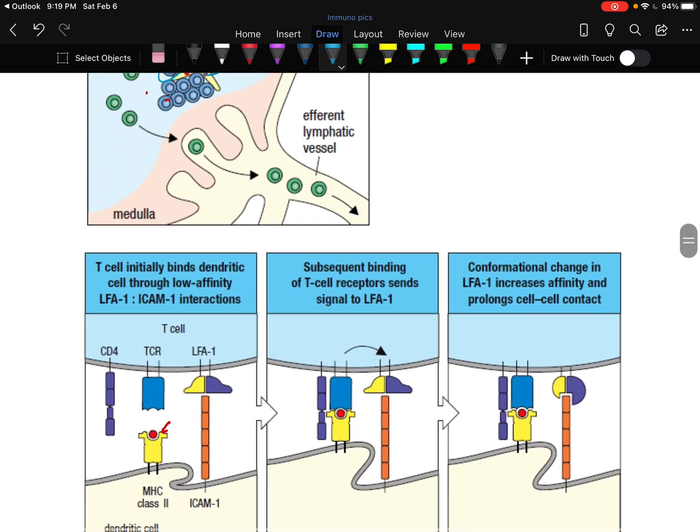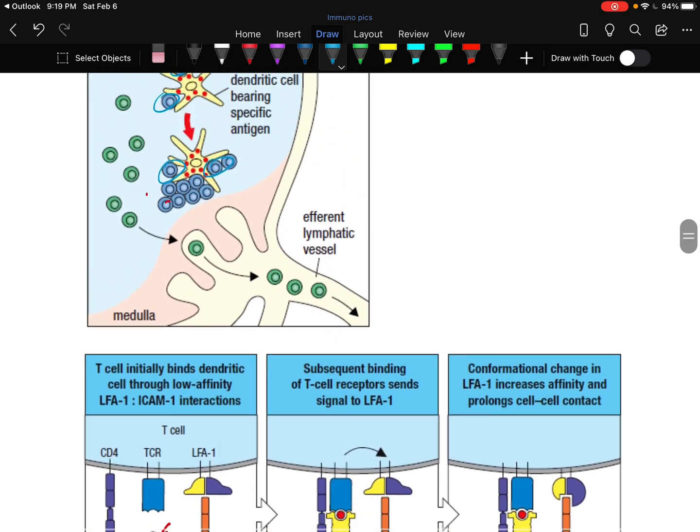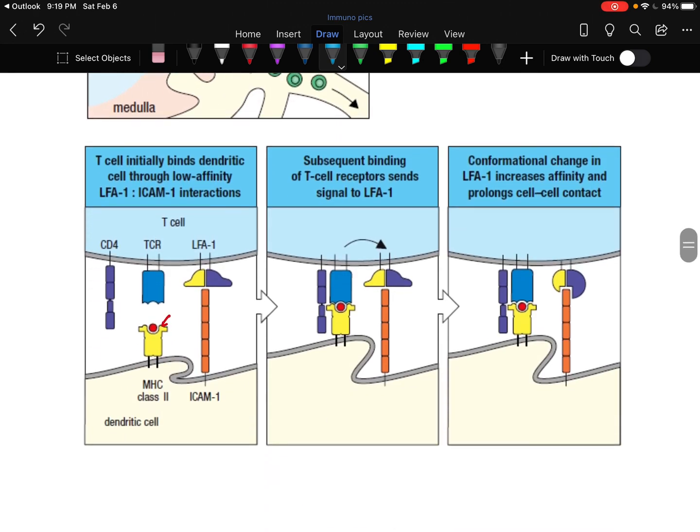I'm getting ahead of myself. First, I just wanted to say that these T cells here, they transiently connect to the dendritic cells. That's how they're getting so close. So this transient connection is represented right here and is what's happening here. The T cell will have an LFA1 molecule, and the LFA1 molecule specifically binds to the ICAM molecule in the dendritic cell.